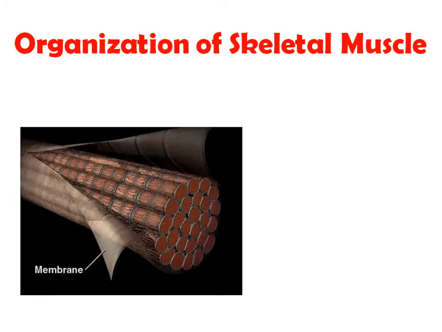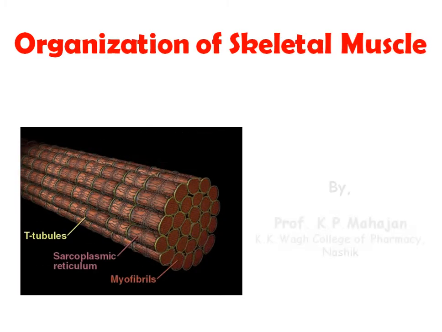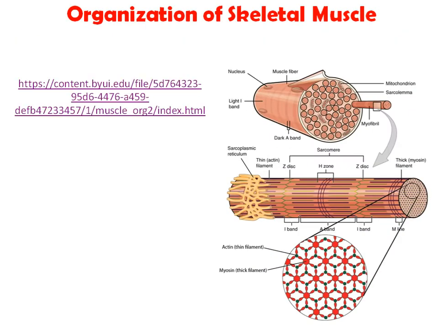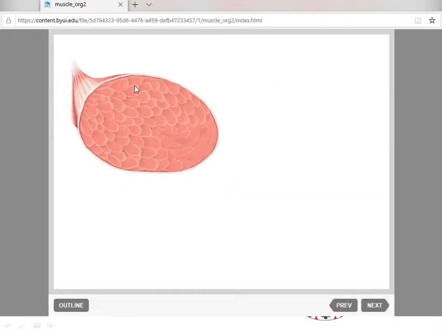Today we start with the organization of skeletal muscle. To that we will see the axial skeleton and the appendicular skeleton. In that, the axial skeleton contains 80 bones and the appendicular skeleton contains 126, and these total 206 bones. Now we will study the organization of skeletal muscle.